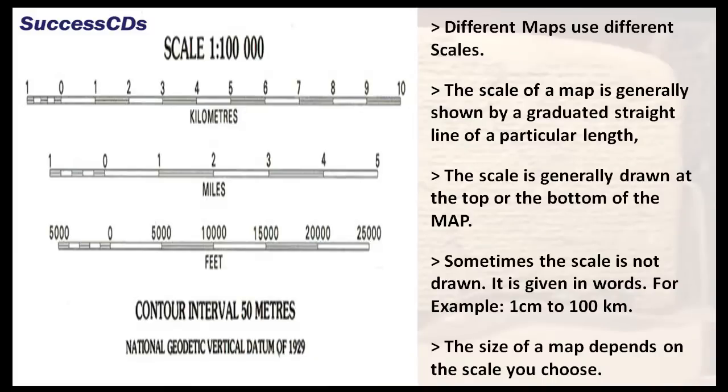Different maps use different scales. The scale of a map is generally shown by a graduated straight line of a particular length. The scale is generally drawn at the top or the bottom of the map. Sometimes the scale is not drawn, it is given in words. For example, 1 centimeter to 100 kilometer. This means that 1 centimeter on the map represents 100 kilometer on the ground. The size of a map depends on the scale you choose.